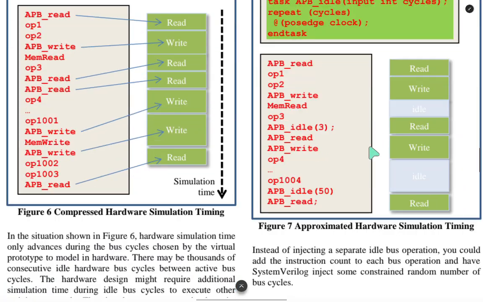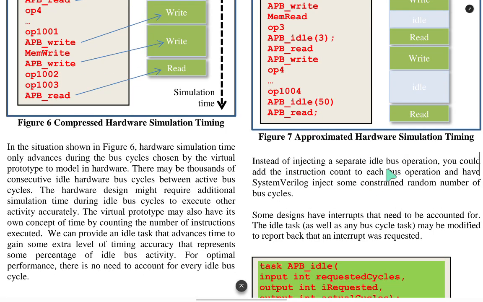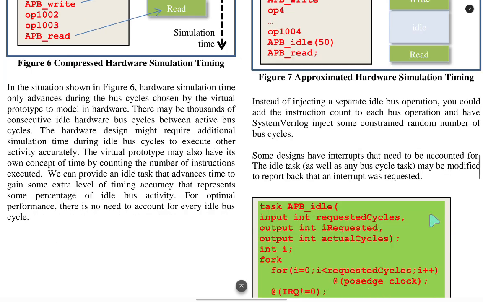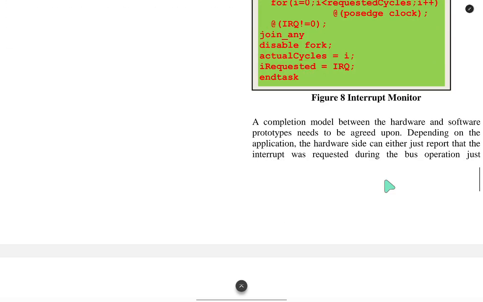So that is Figure 7, approximated hardware simulation timing. Now, instead of injecting a separate idle bus operation, you could add the instruction count onto each bus operation and have the SystemVerilog inject some constrained random number of bus cycles. Some designs have interrupts, so you need to account for the idle task, and any bus cycle tasks may be modified to report back that an interrupt was requested. Figure 8, interrupt monitor.